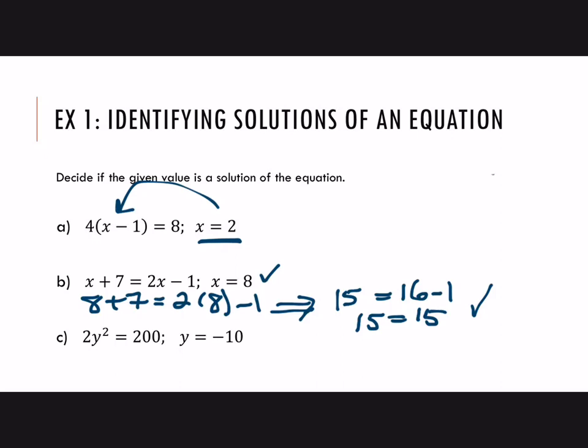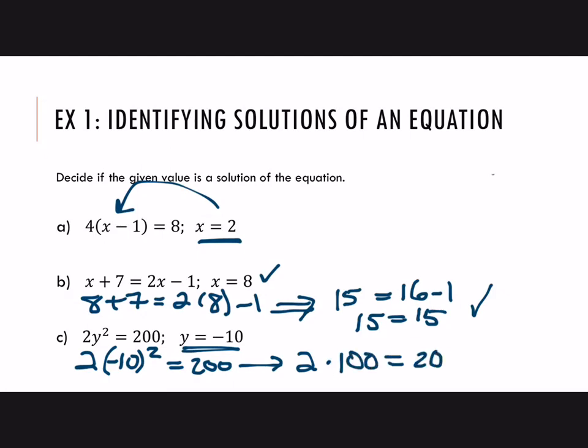And then finally, 2y squared equals 200. Here we have an exponent and we have a negative variable, so it would be a good idea to put parentheses around that when you substitute. Okay, and then I'm filling in the parentheses, instead of a y, with negative 10. Okay, order of operations, negative 10 squared. This is negative 10 times negative 10, so that's 100. And that is a true statement.